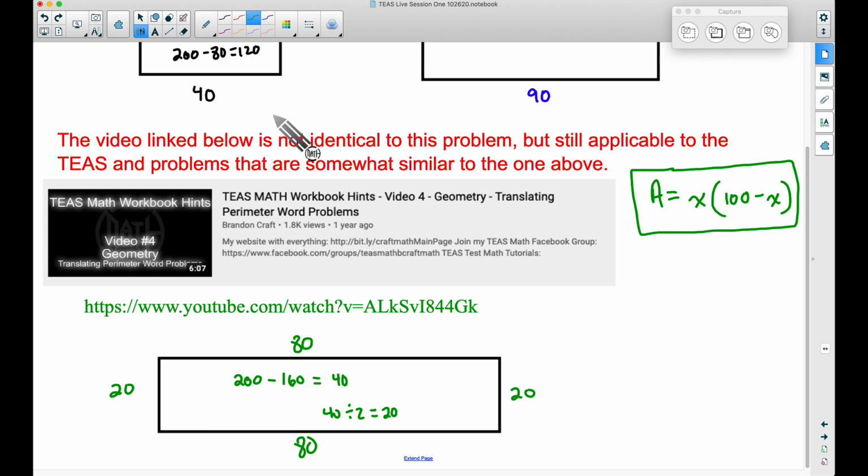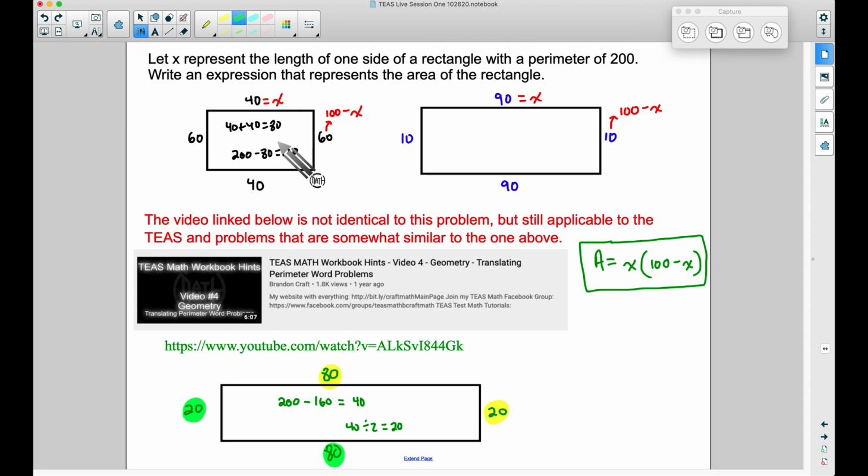But here's the moral of the story. Check this out. If you take this side and this side, add those together, you get 100, right? If you take this side and this side, add those together, you get 100 again. And the perimeter is still going to be 200. But we don't know, and that's the whole point to this one. We don't know if it's going to be 40 or 90 or 80 or whatever. That's why we call it X. We don't know what it is. The problem says let X represent the length. So we don't know what this number is. We're going to call it X.